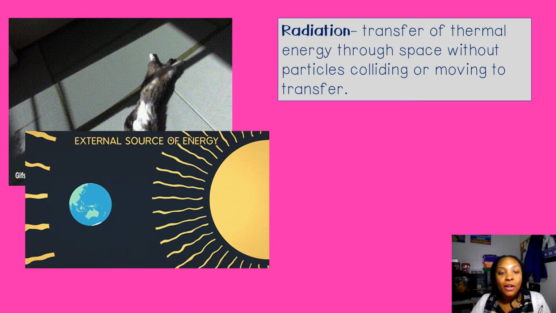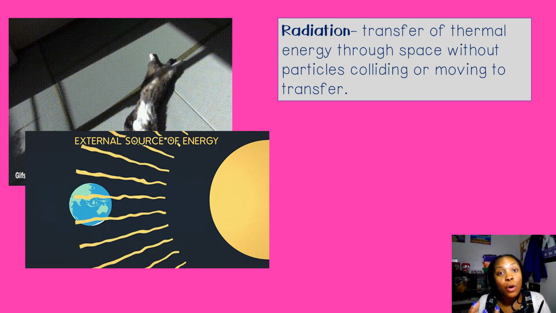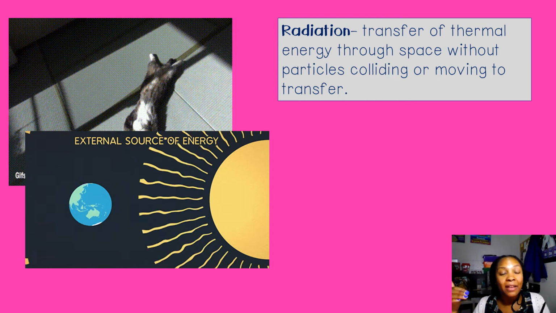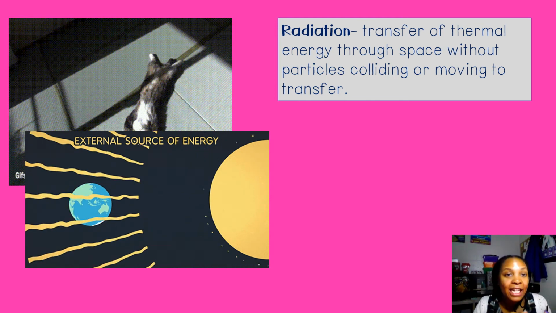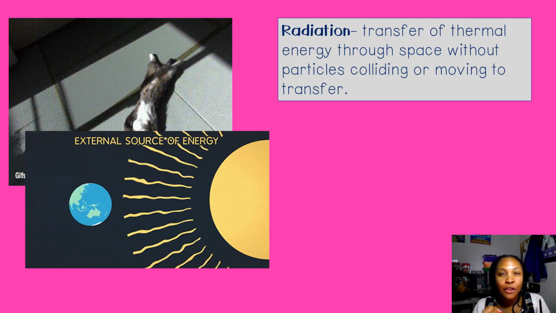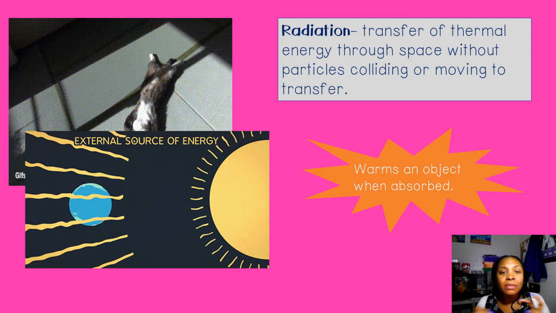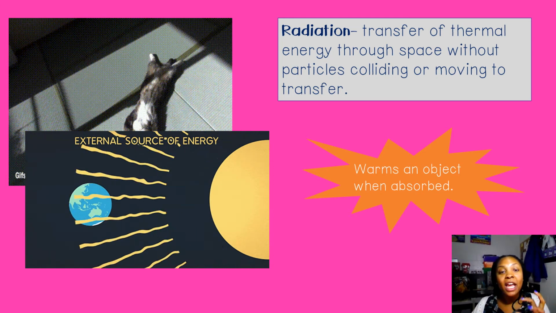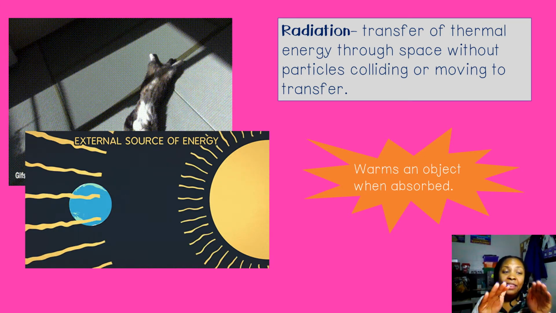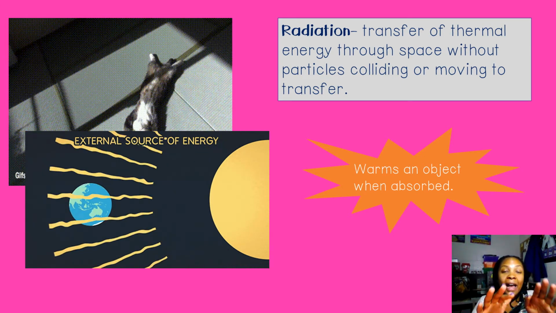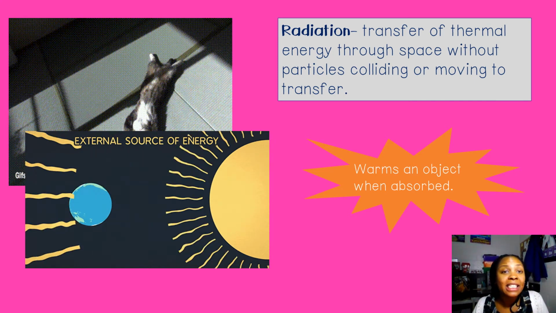Another way we can think of radiation is that the earth gets warm through radiation from the sun. Those heat waves radiate to the earth and warm the earth. Radiation warms an object when it's being absorbed. Another way to think of radiation is if I put my hands by the fire or by the stove, that heat is being transferred through radiation. I'm not directly touching it.